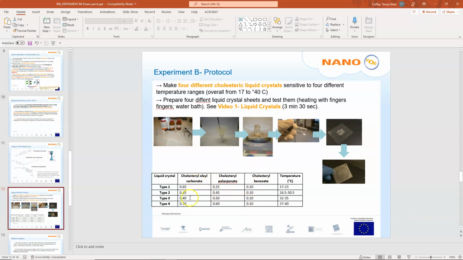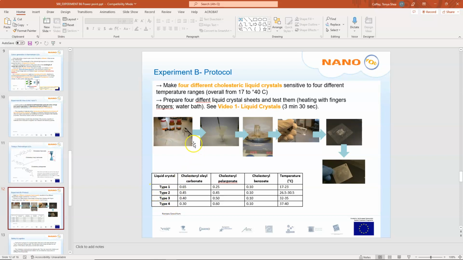What you see in the column is the ratio, but what I want you to do is to mass out this amount of each compound in grams. So this is 0.65 grams, this is 0.25 grams, and this is 0.1 grams. And that'll be one sample that you create of the type 1 liquid crystal. And then so on and so forth for type 2, 3, and 4.